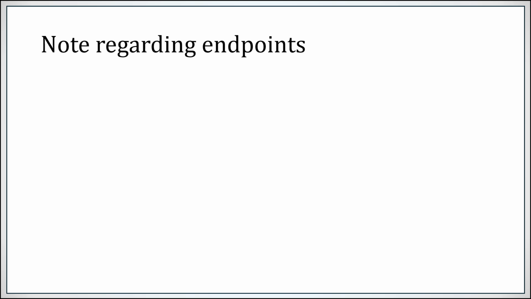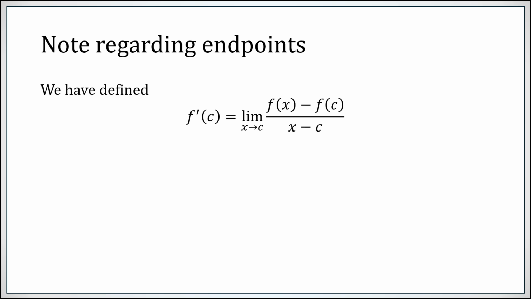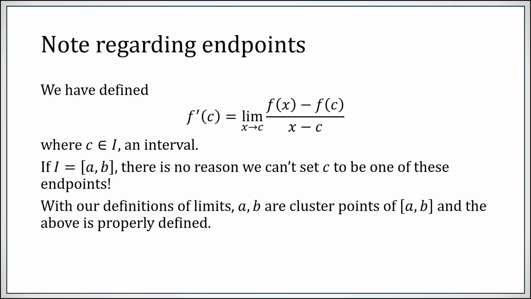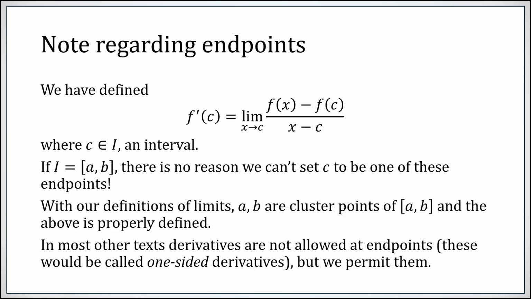We should make a comment regarding endpoints. We've defined the derivative at c through this limit of the difference quotient wherever you have a point c in an interval I. Now, if the interval is of the form from a to b including the endpoints, there's no reason you cannot pick c to be either a or b, one of the endpoints. We defined limits through cluster points, and a and b are cluster points of this interval, so this limit is totally reasonably defined. If you compare this to most other texts, this isn't exactly how derivatives are taken. In most other texts, you would need to take this limit as a two-sided limit rather than defined through cluster points. This is a minor distinction.